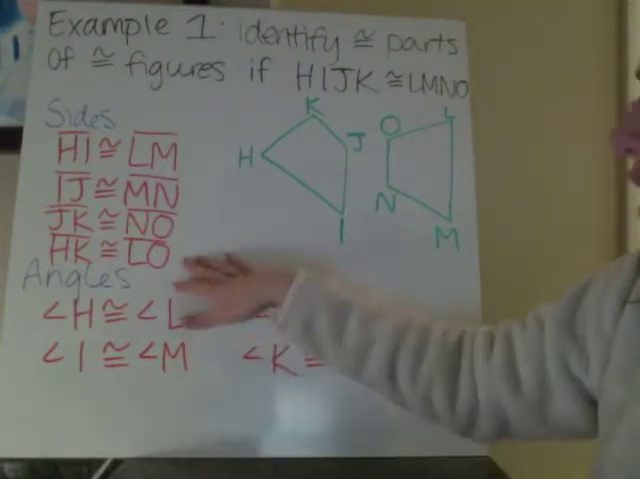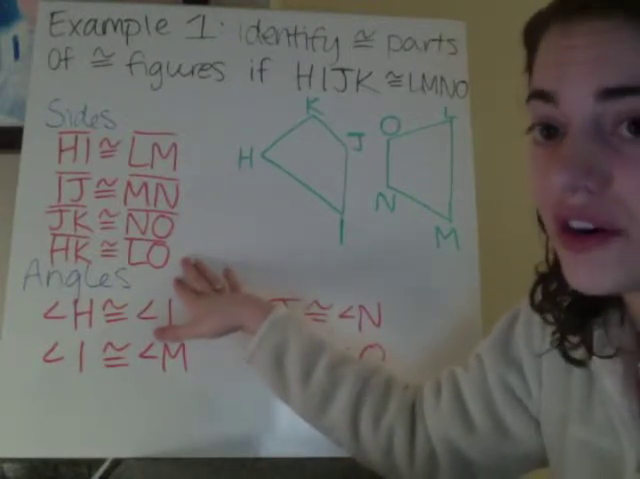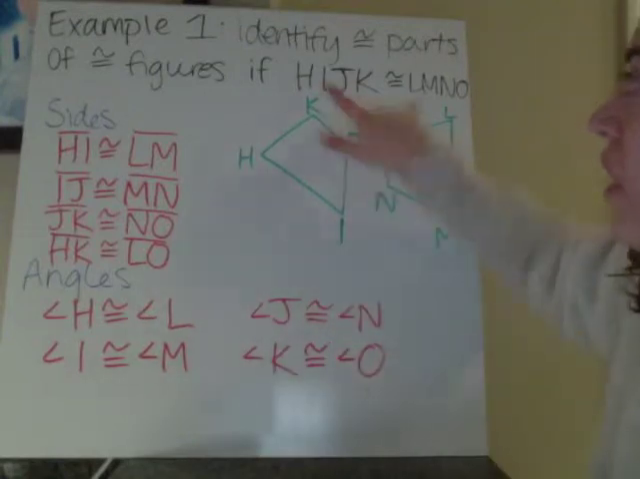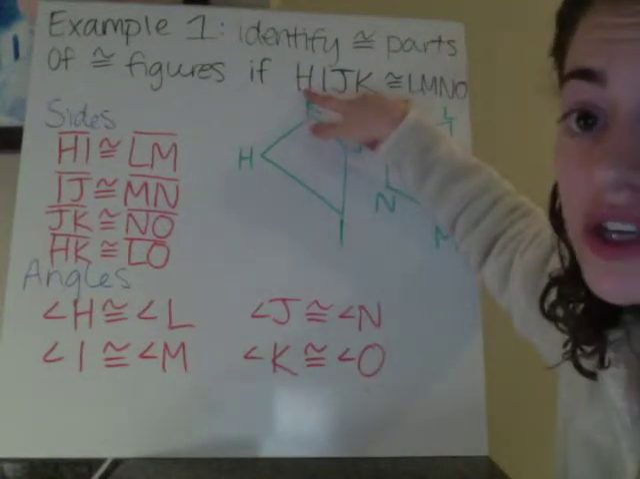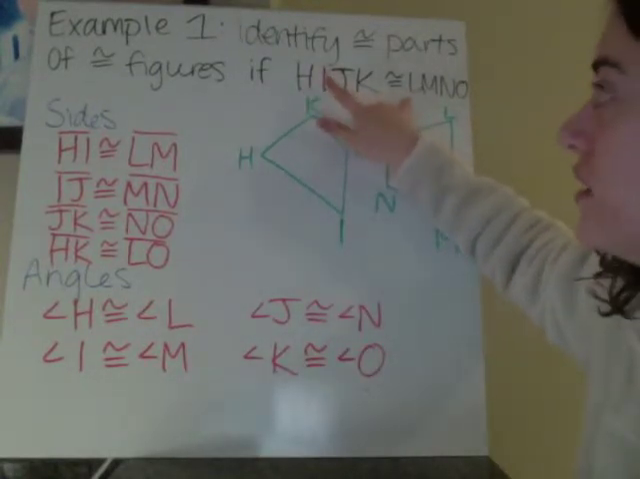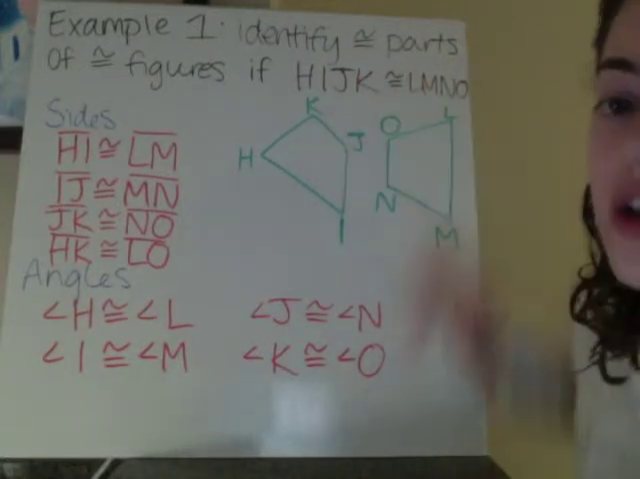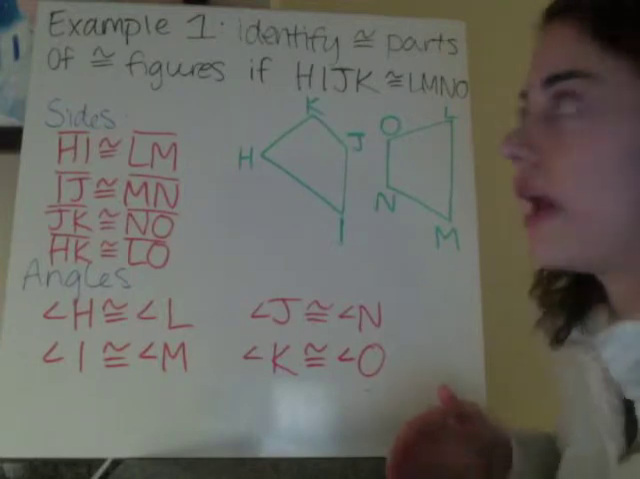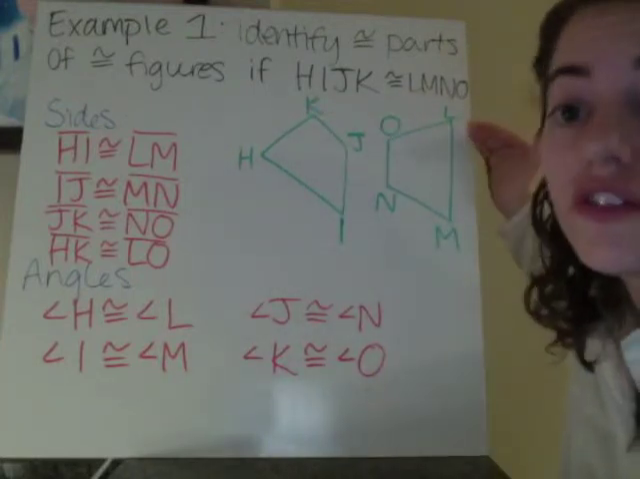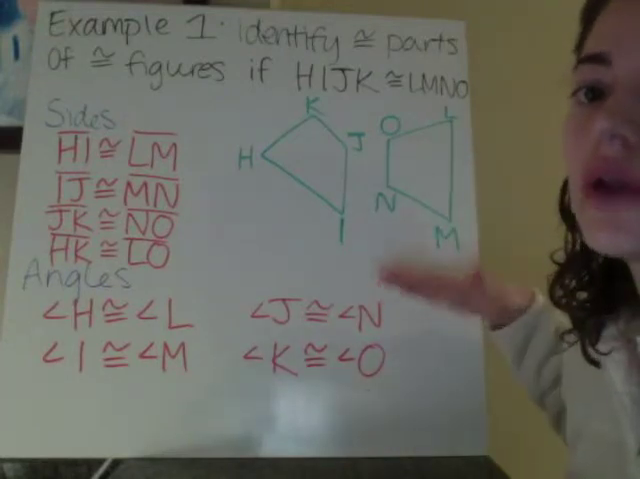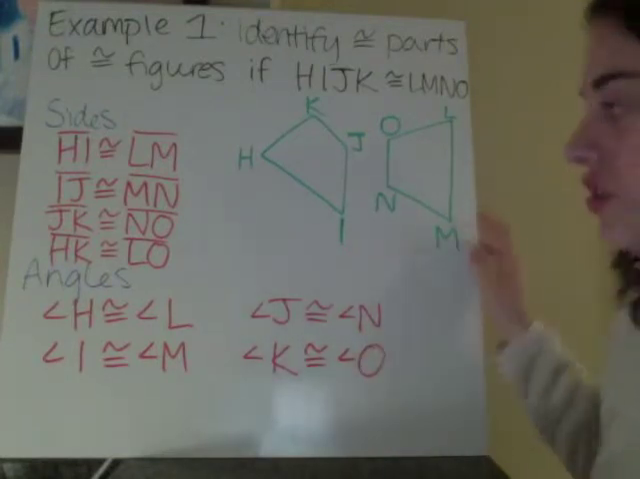Same with just the angles. And the last side, of course, is also congruent, the first letter and the last letter. When we look at the angles, all I'm doing is matching up the letters in order: H and L, I and M, J and N, K and O. Very simple to understand. Once you understand the vertices are labeled corresponding in order of naming them, it's very easy to understand which sides are congruent and which angles are congruent.